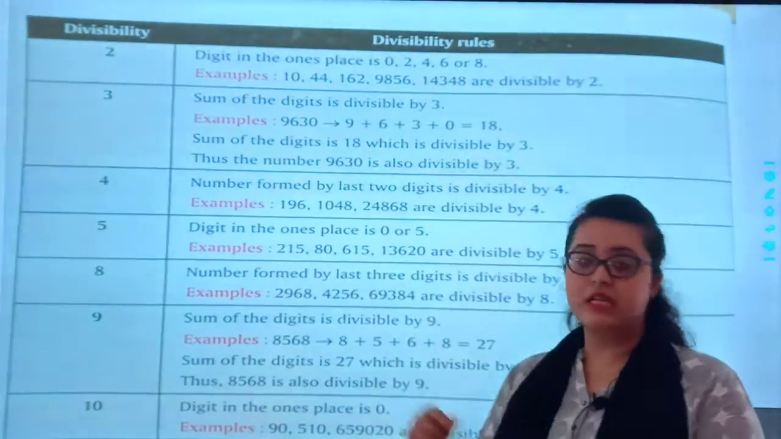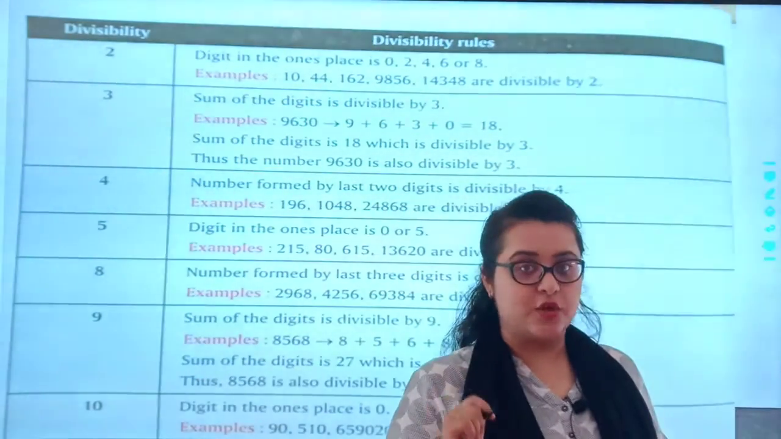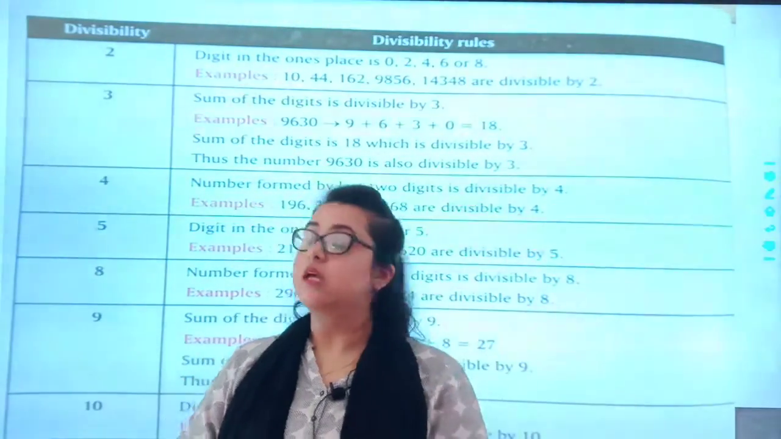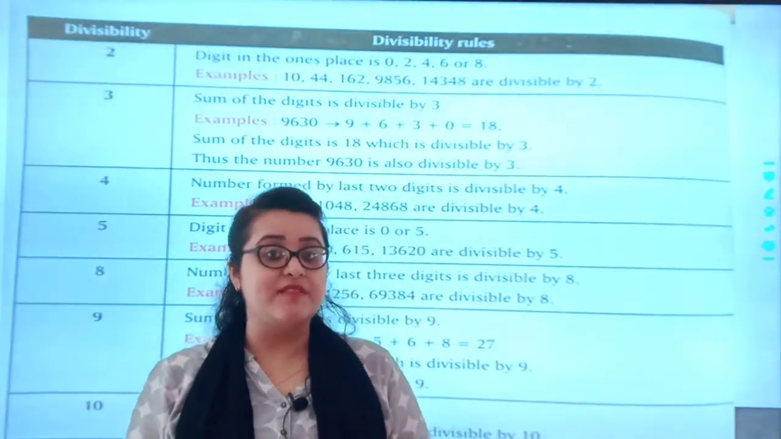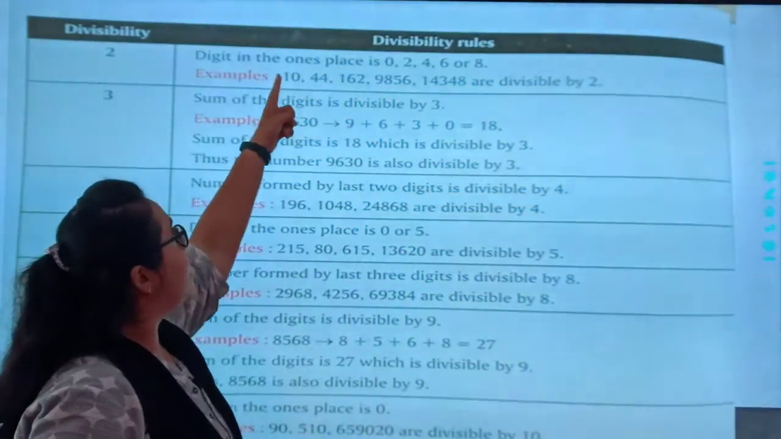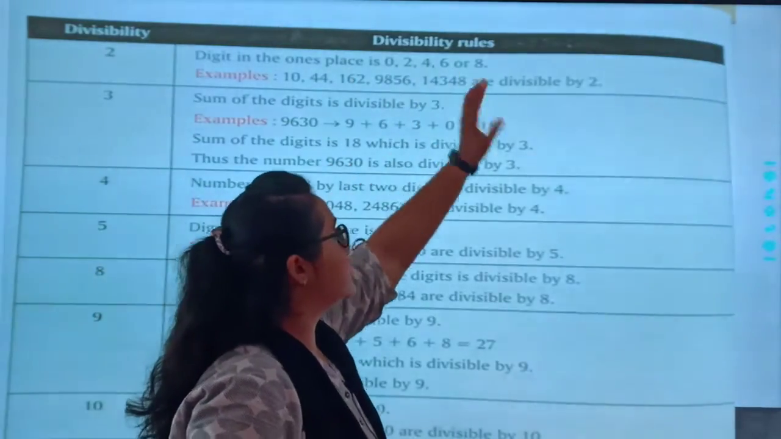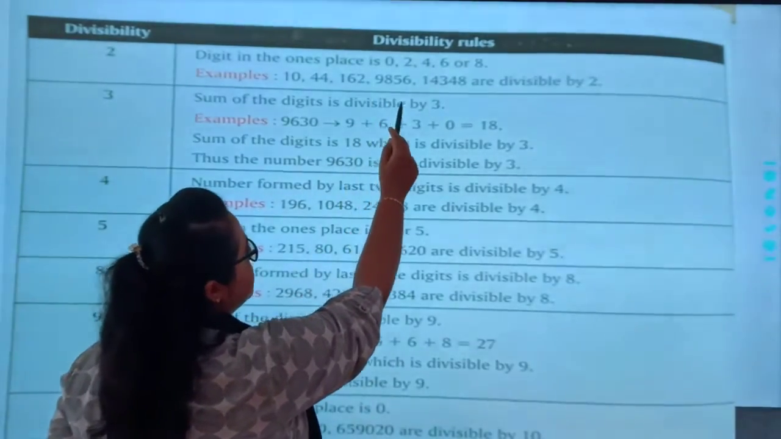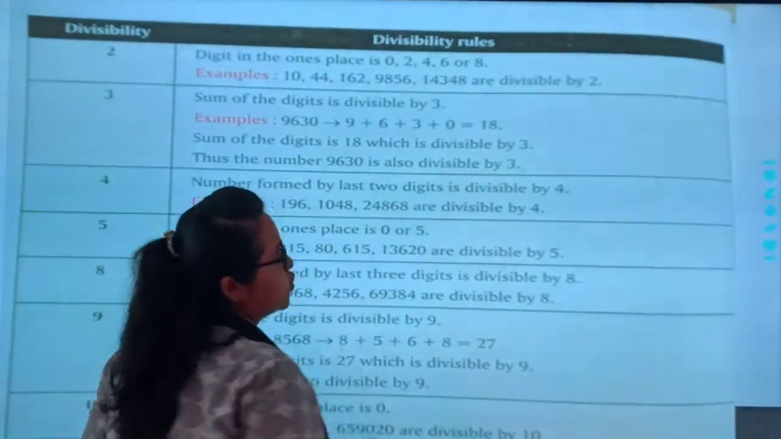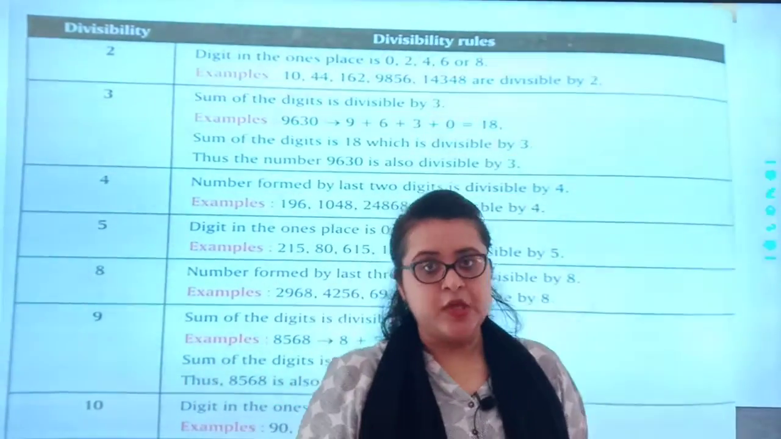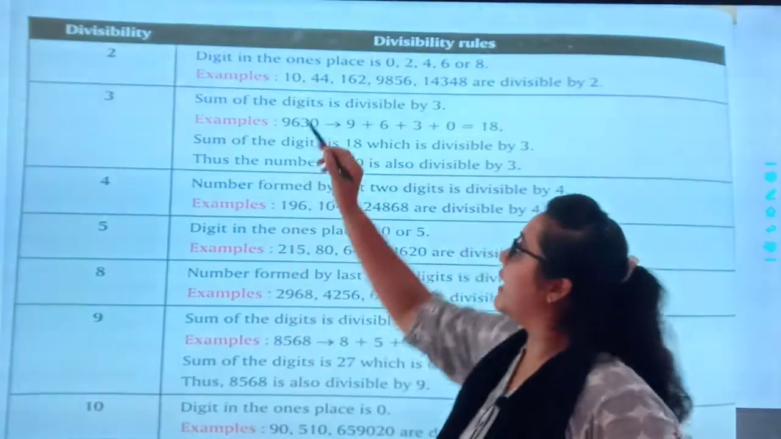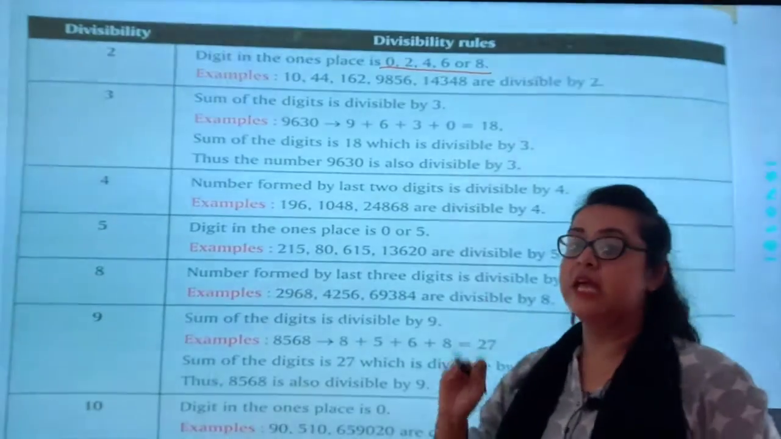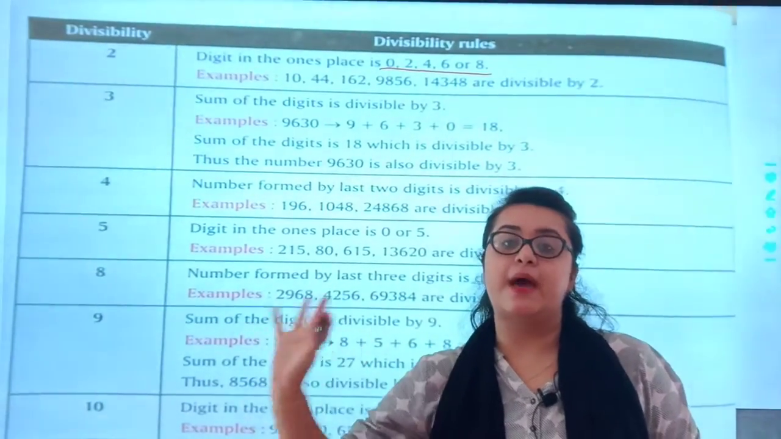This table is on page number 48 of your textbook. Okay, students, see. If I want to see whether a number is divisible by 2 or not, what will I see? The digit in the ones place is 0, 2, 4, 6 or 8. Examples: 10, 44, 162, 98, 56, 14, 34, 8 are divisible by 2. If you are given a number, its last digit will be 0, 2, 4, 6, 8. If the ones place has this digit, then you can say that this number is divisible by 2.